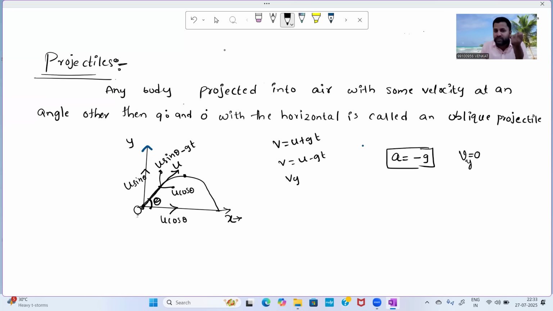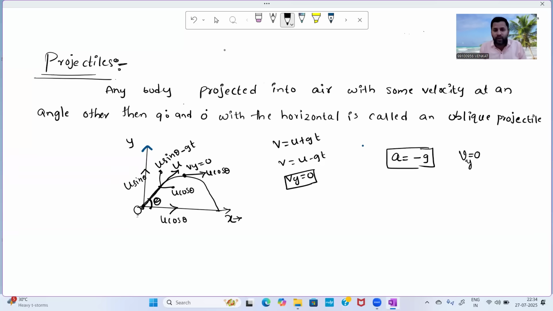So this vertical component velocity will become zero at which point? Maximum height. When the body is moving from the projection point to maximum height, the vertical component velocity will decrease, but the horizontal component velocity will be the same. At maximum height, Vy equal to 0. But you can see the horizontal component velocity is the same.